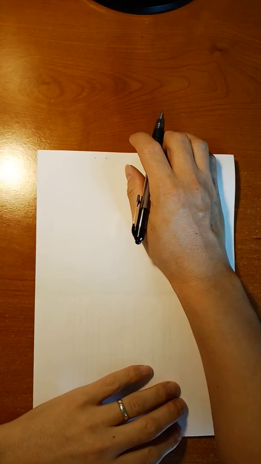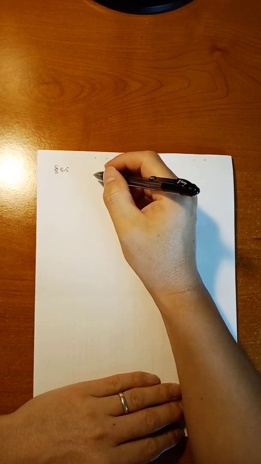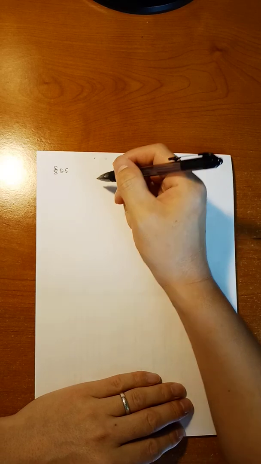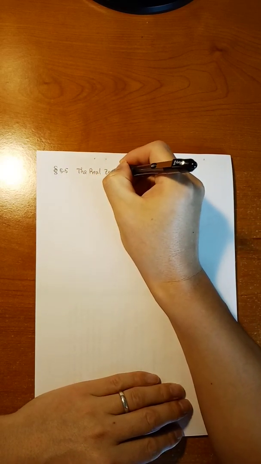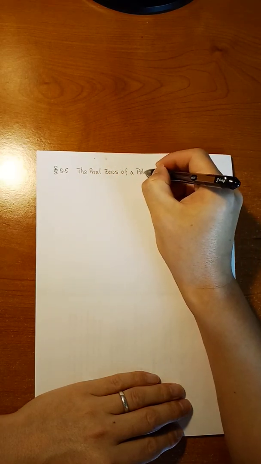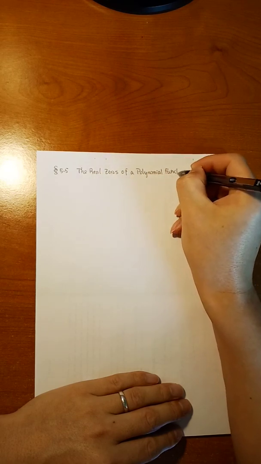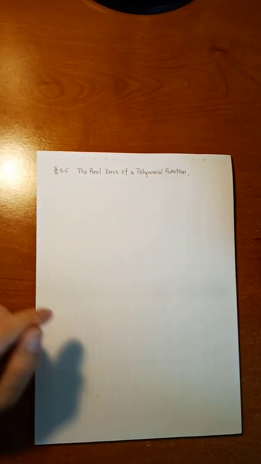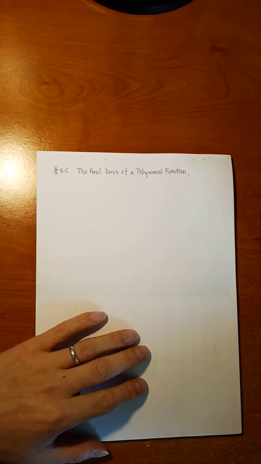Okay, let's talk about section 5.5, the real zeros of a polynomial function. So first we have the long division.